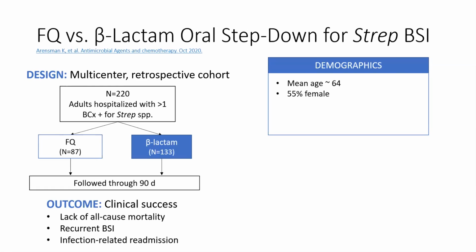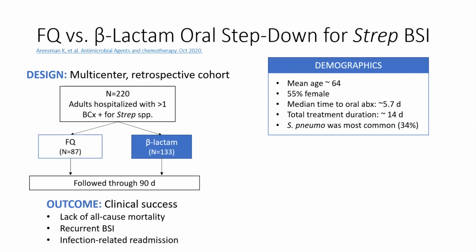Patients on average were 64 years old, well balanced between men and women. The median time to oral antibiotics was between 5 to 6 days, and the total treatment duration was again 14 days. Strep pneumo was the most common organism, followed by group A strep.